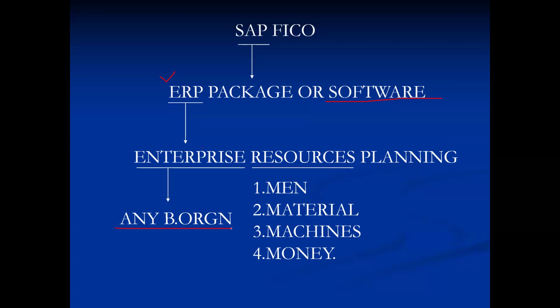Every business organization, while doing business, uses some resources like men, materials, machines, and money. These are called natural resources, and the availability of these resources is very much limited for any business organization. Now, the main objective of any business organization is to maximize the profits. It is not just earning profits, but earning maximum profits.